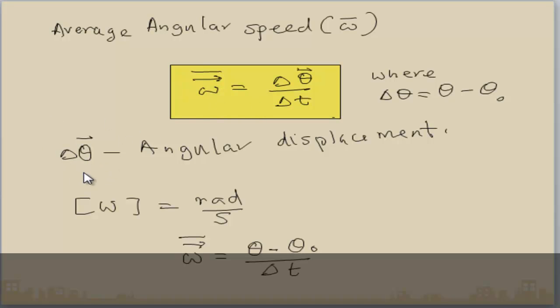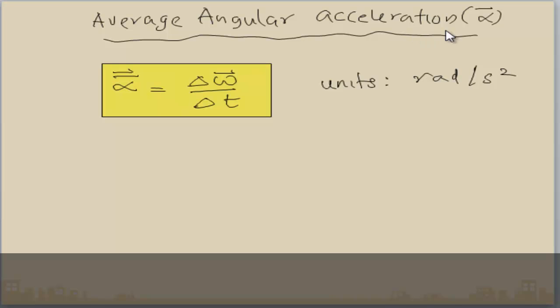The quantity delta theta is called the angular displacement. It's the change in the angle. The units of the angular speed is radians per second. We can also write the average angular speed as theta minus theta 0 divided by delta t. The other definition is average angular acceleration, which is represented by alpha. So the average angular acceleration is given by delta omega over delta t. The units are radians per second squared.